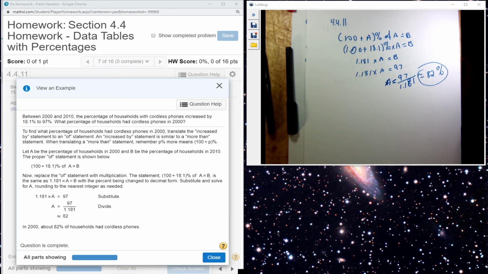So in this case here, we have 1.18 increased by 18% to some number, 97%. So we have 1.18 times A. This will give me B. So that means that I can divide here. A equals B divided by 1.18. 97 divided by 1.18 gives me 82%.